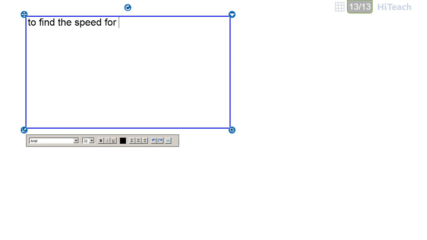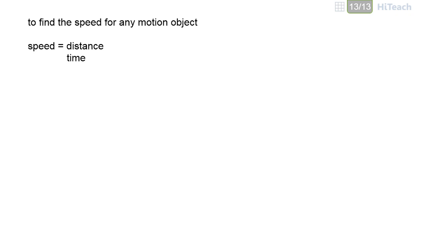for any motion object. Speed always equals distance over time. What is the distance? Is the distance traveled by that object in a given time.